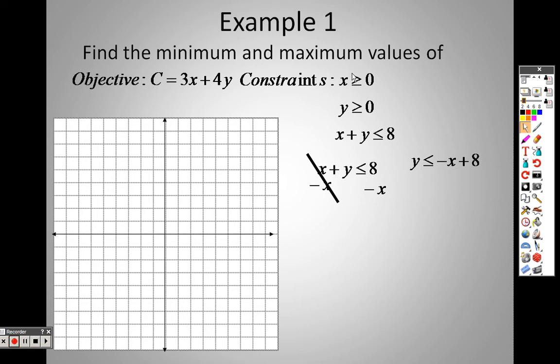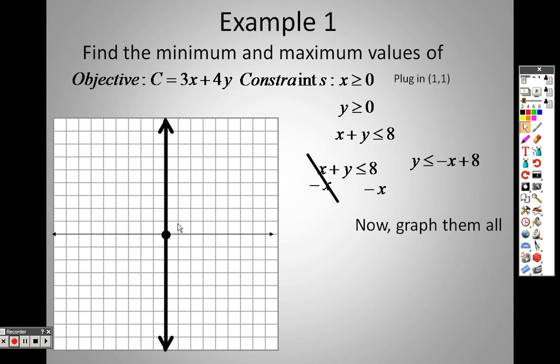Now x is greater than or equal to 0, a straight line right down the center. Pick a point not on the line like 1, 1. Is 1 greater than 0? You betcha. So I'm shading everything to the right. Y is greater than 0. I graph that line and plug in a point not on that line like 1, 1. That's true, so I shade towards that point. So this whole top quadrant right now is the correct answer.